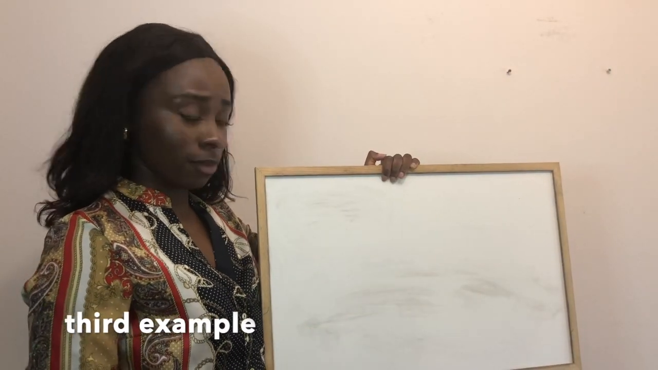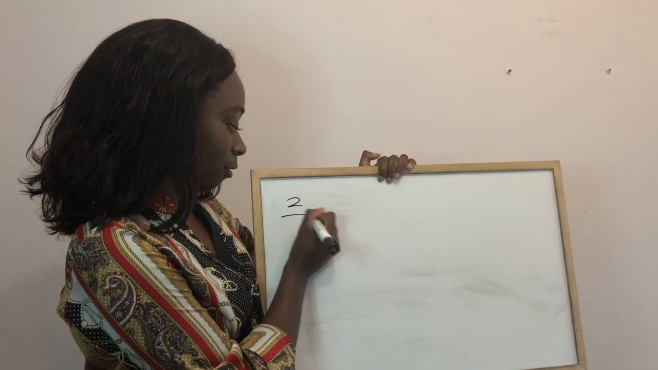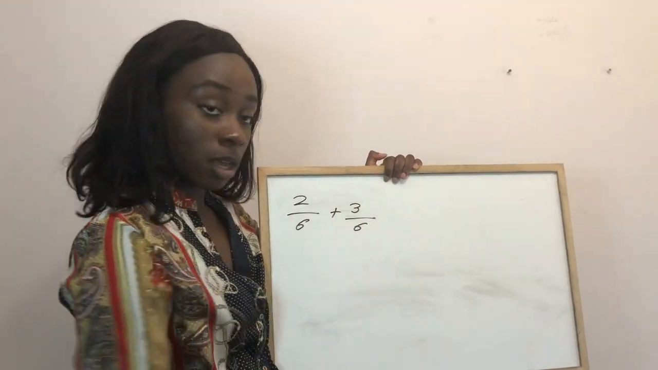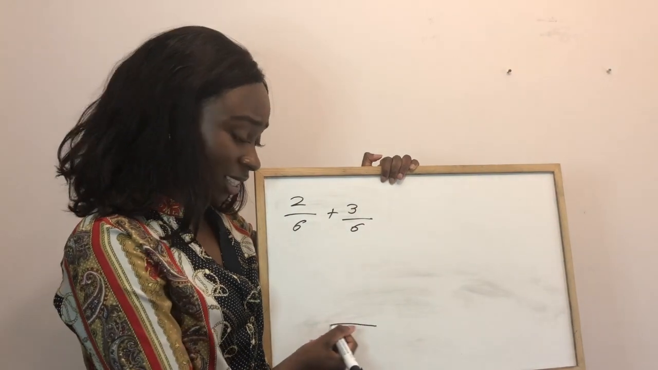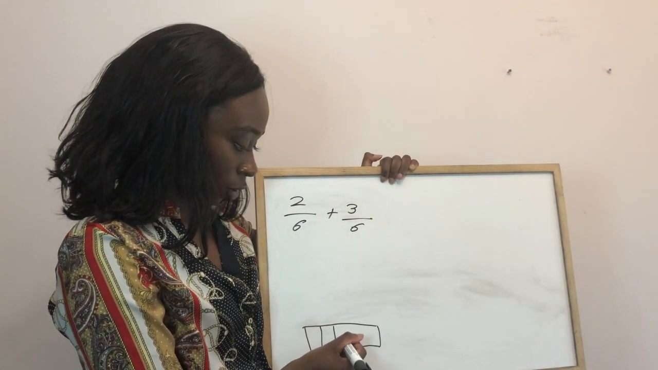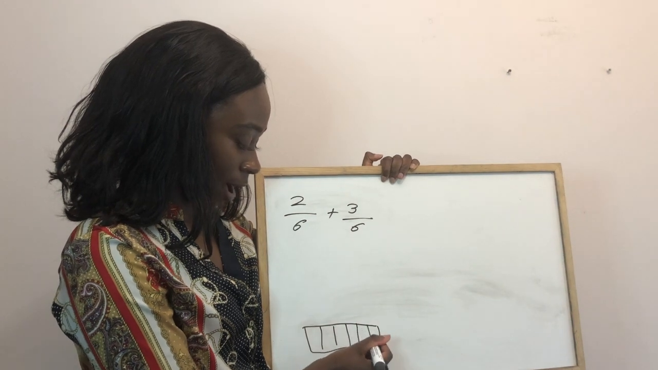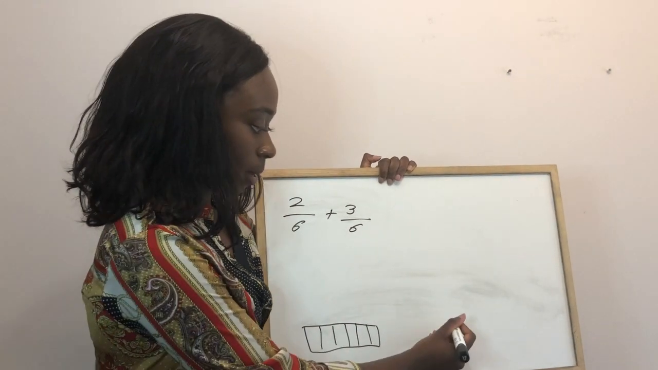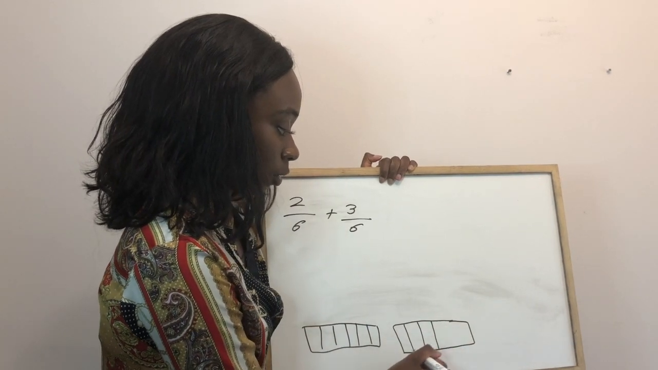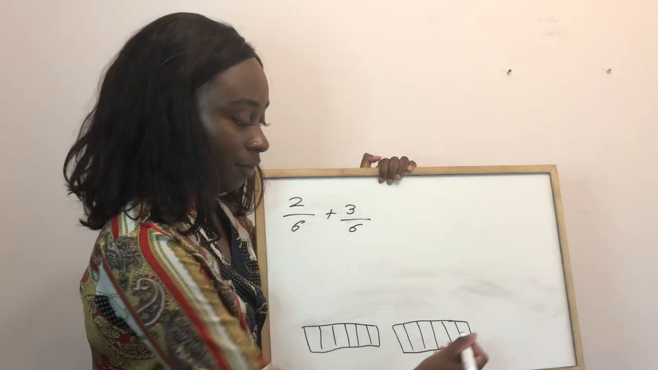So let's say we have another fraction. We've got 2 out of 6, add 3 out of 6. So how are we going to do this? Let's say you have a chocolate bar this time. So 1, 2, 3, 4, 5, 6. And then you've got another chocolate bar that's split into 6 segments. 1, 2, 3, 4, 5, 6.